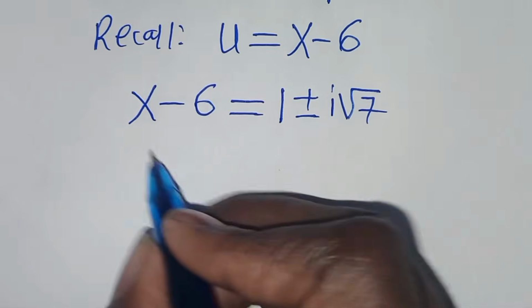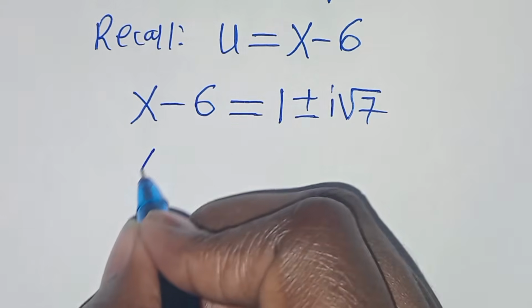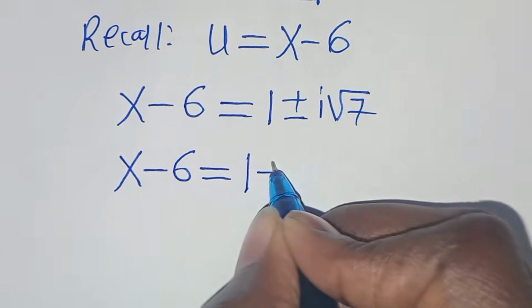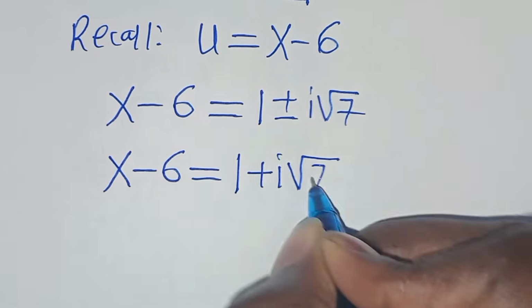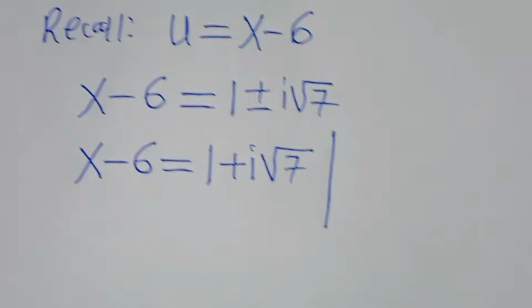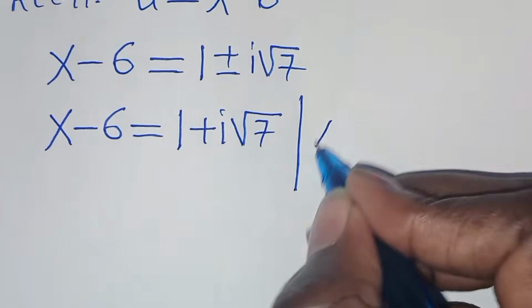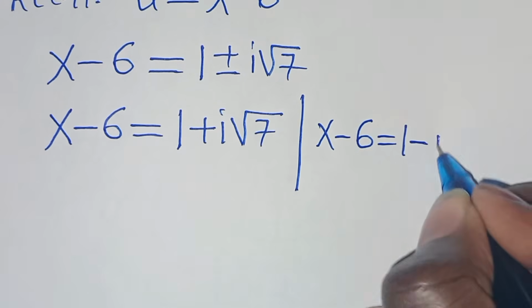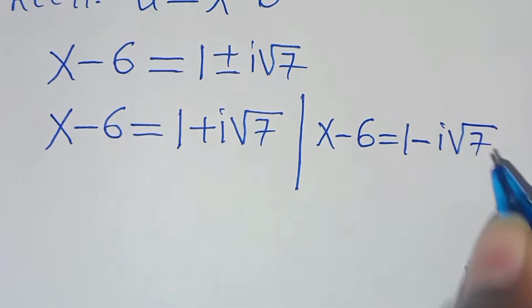So we have to solve for two values of x here. We have x minus 6 equal to 1 plus i square root of 7 on this side. And we have here x minus 6 equal to 1 minus i square root of 7.